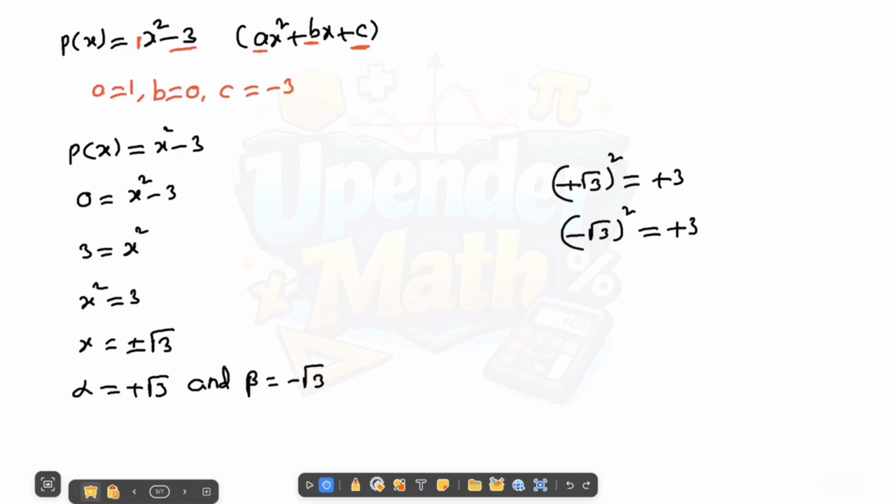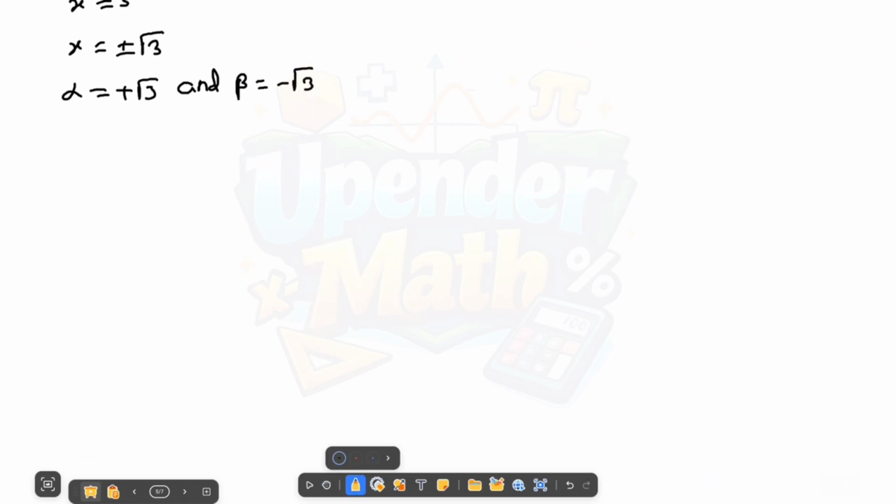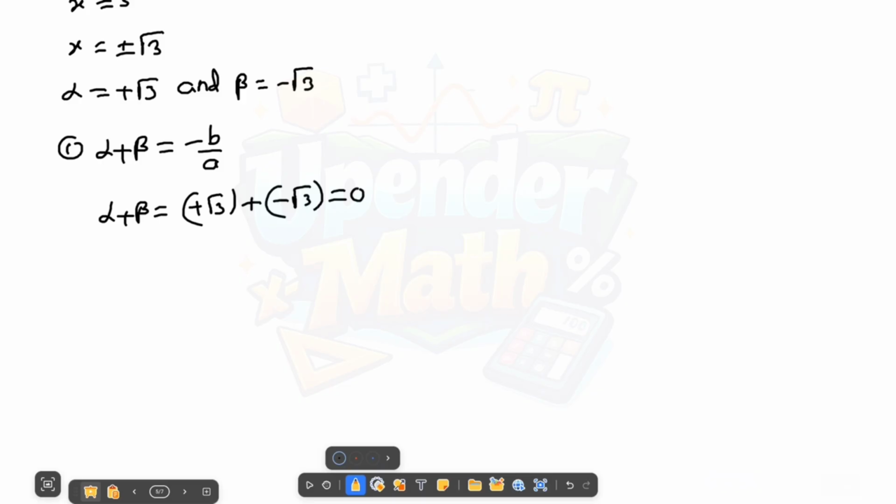Now let's verify the relationship between the zeros and coefficients. First relation is the sum of the zeros: alpha plus beta must equal minus b by a. Let's take alpha plus beta. Here alpha is plus root 3 plus beta is minus root 3. Plus root 3 plus minus root 3 is 0. So alpha plus beta is 0. Now let's take minus b by a. The coefficient b is 0, right? 0 by a value, which is 1. So minus 0 by 1 is 0. So alpha plus beta is 0, and minus b by a is also 0. Therefore alpha plus beta is equals to minus b by a. So the first relationship has been verified.